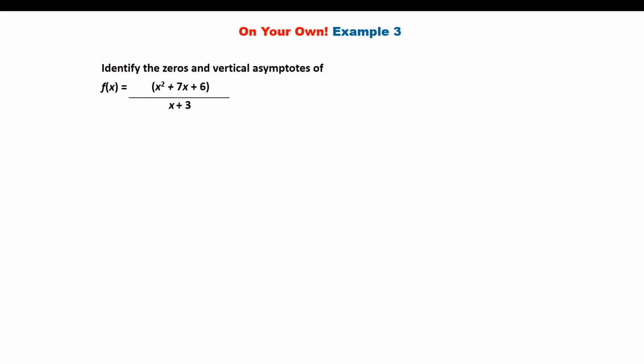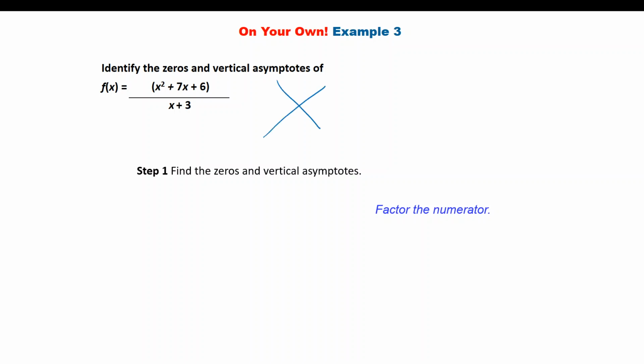Okay, again, we're to identify the zeros and the vertical asymptotes of this function. So the first thing that we want to do is find the zeros, and the way we do that is by factoring the numerator. So when we factor the numerator, remember we have to find two numbers that multiply together to get 6, add together to get 7, and that's an easy one, 6 times 1. So the factored function is going to be x plus 6 times x plus 1 over x plus 3.